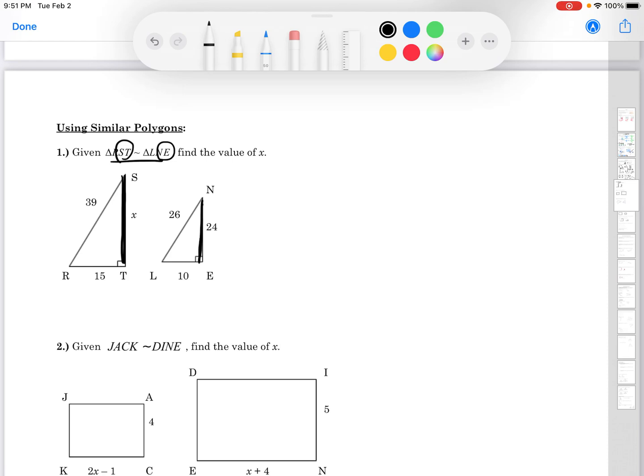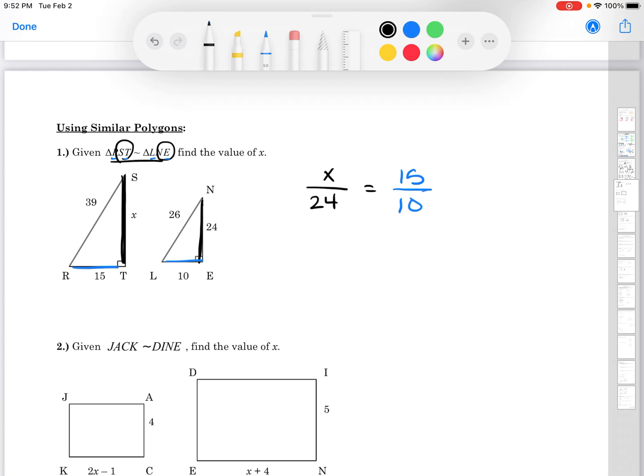All right, so we have x from the first triangle over 24. Now we just need to pick two other sides to compare. How about the bottom two, RT and LE, the outside letters? So that's 15 over 10. I just want to make sure everything's lined up. So x and 15 came from the same triangle. Perfect. 24 and 10 came from the same triangle. Perfect. x and 24 are the sides that go together, and 15 and 10 go together.